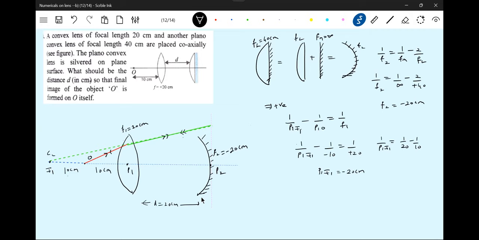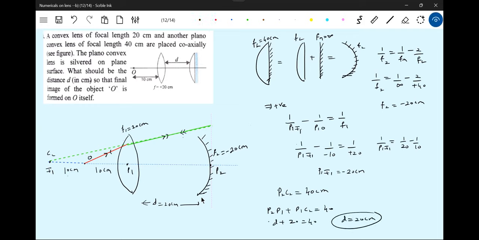For this to happen, what is the condition now? P2C2 should be equal to 40 centimeters. P2P1 plus P1C2 equals 40. So P2P1 is D, no? And P1C2 is how much? 20. Is it justified? The distance should be 20 centimeters.